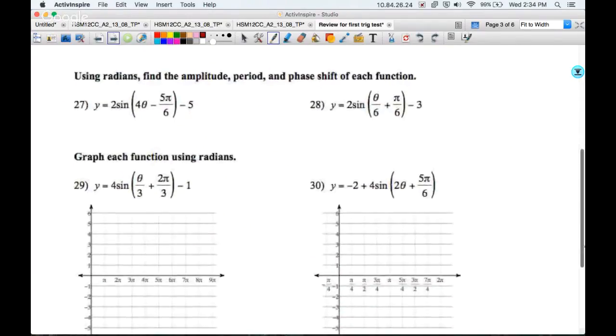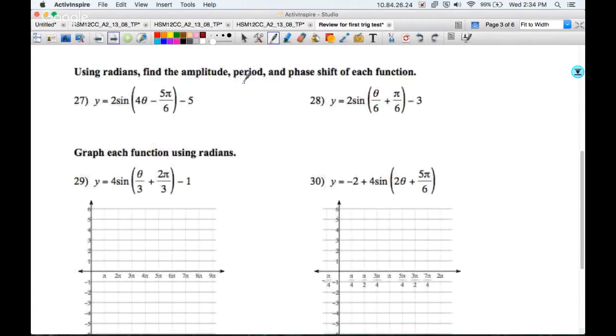All right. Using radians, find the amplitude, period, and phase shift of each function. Amplitude is easy. Amplitude is just the absolute value of the A. Amplitude here is 2, here it's 2, here it's 4, here it's 4. Period equals 2 pi over b. The b value here is 4, so it's 2 pi over 4, which equals pi over 2.